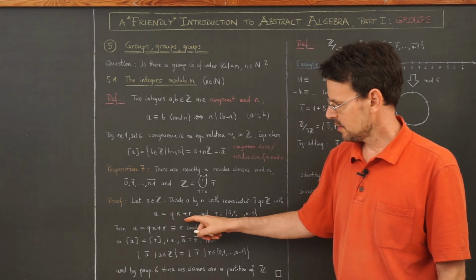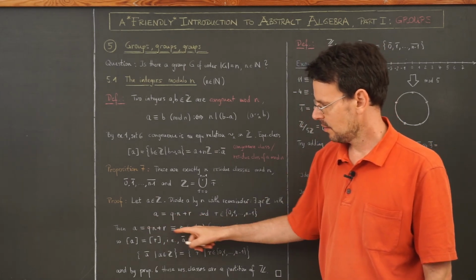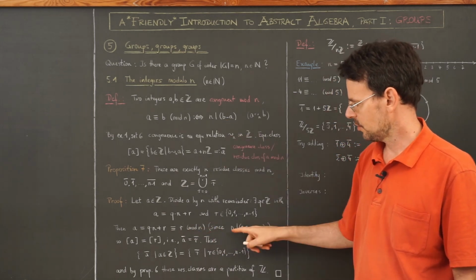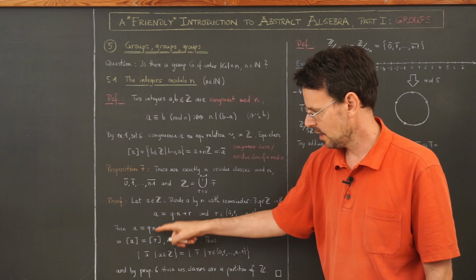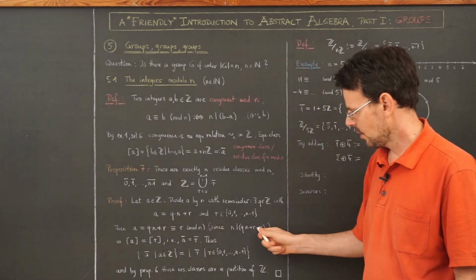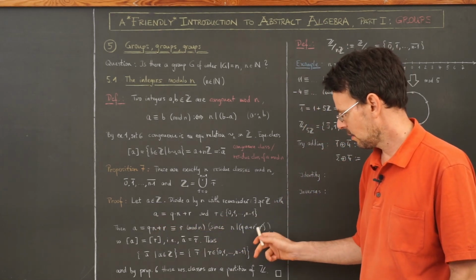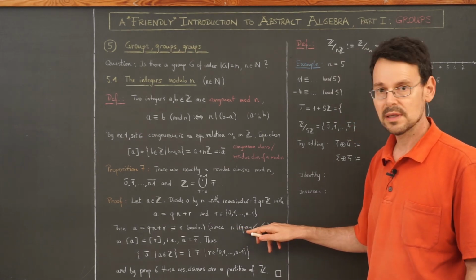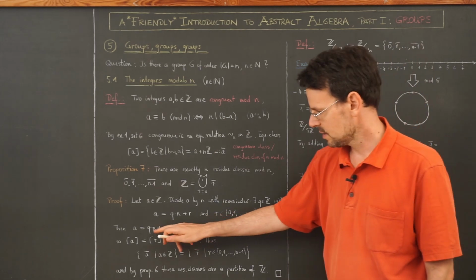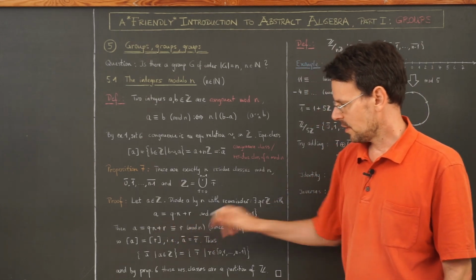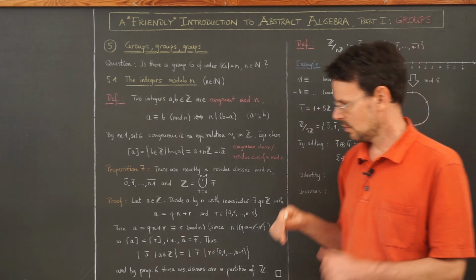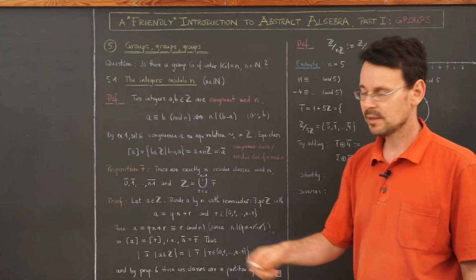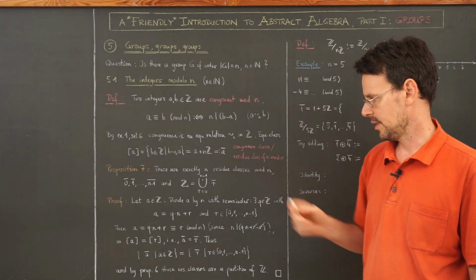But this means that a, which can be written like that, is congruent to r modulo n. Why? Because by definition, the difference of a in this form and r is simply q times n, and this is obviously divisible by n. So those are congruent mod n. That's a good rule to remember: if there is a multiple of n, you can just cancel it away if you use the congruent sign, these three lines.